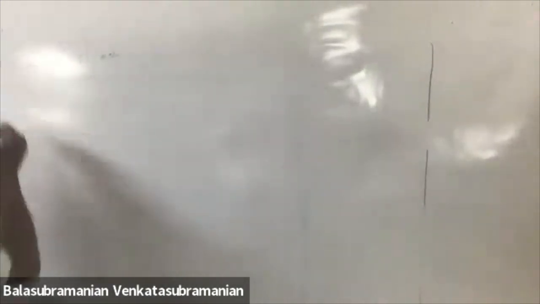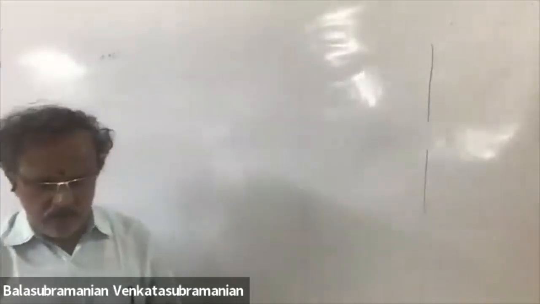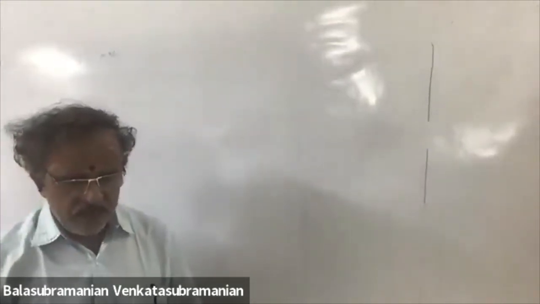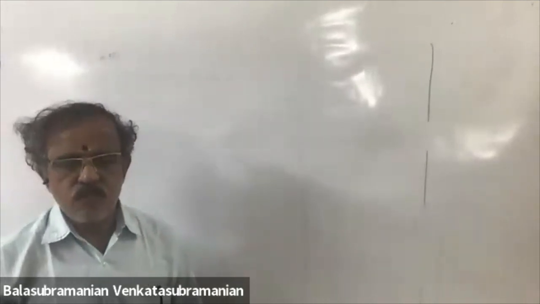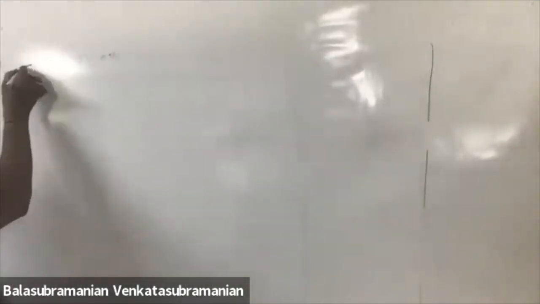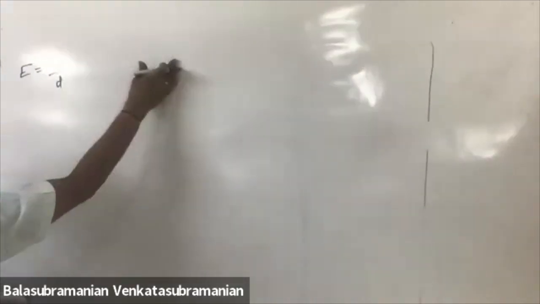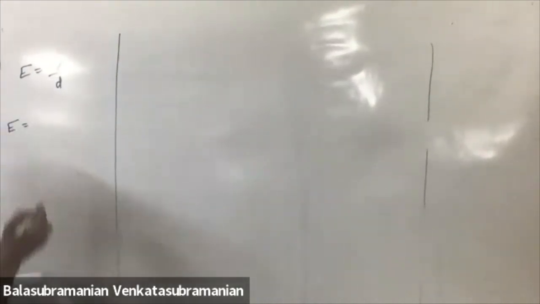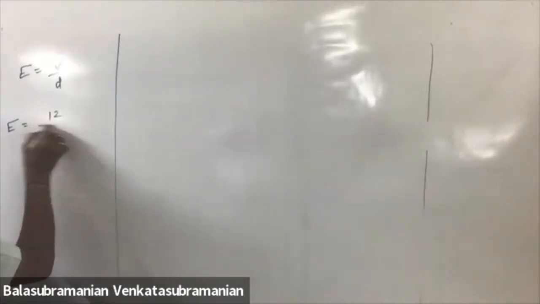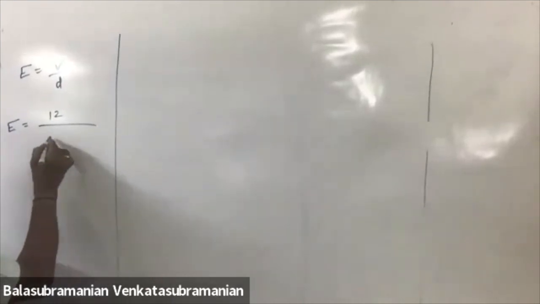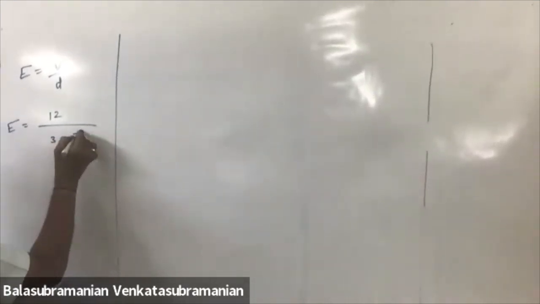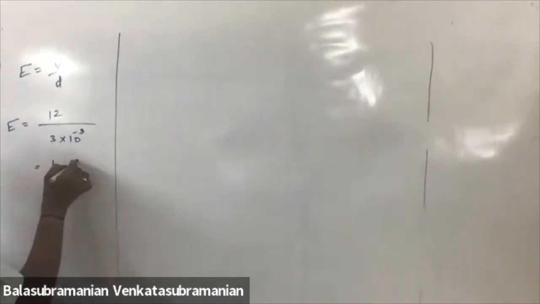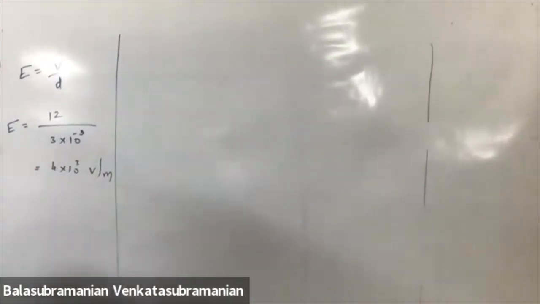Problem number 5. Find the electric field between two metal plates which are 3 millimeter apart connected to 12 volts battery. E is equal to V by D. What is the potential given? 12 volts. Distance between the plates 3 millimeter, 3 into 10 power minus 3. So that is 4 into 10 power 3 volt per meter.